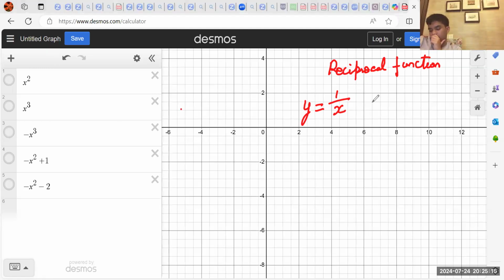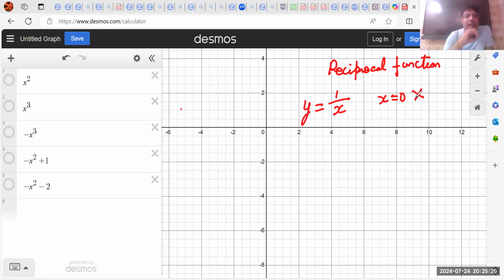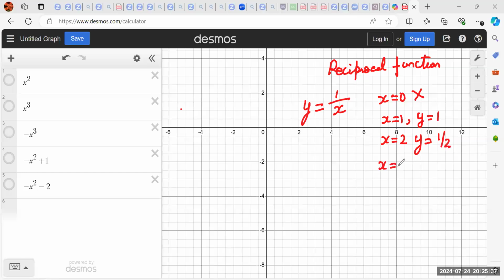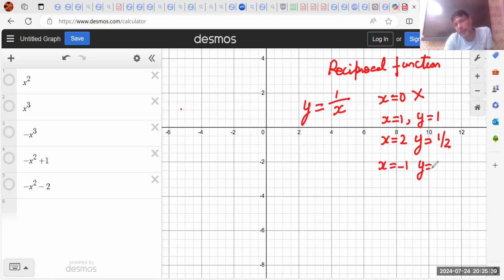So, guys, first of all, can I take x equal to 0 or not? No, sir. I cannot, because then y equal to 1 by 0 will not be defined. So this point I cannot take. Now I will take x equal to 1. I will get y equal to 1. I will get x equal to 2, y equal to 1 by 2, 0.5. I will get x equal to -1, y equal to -1.